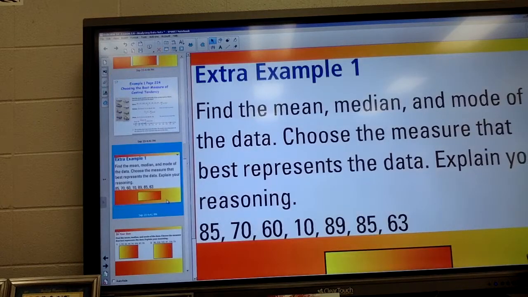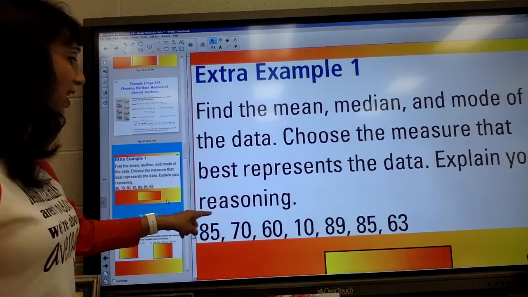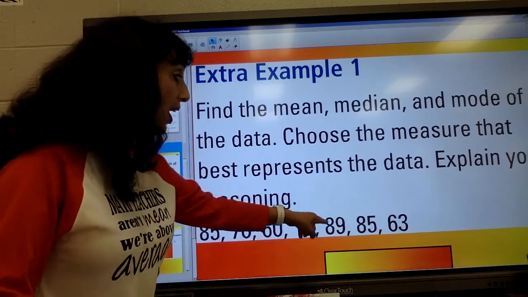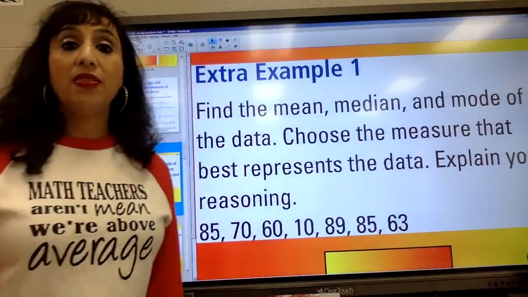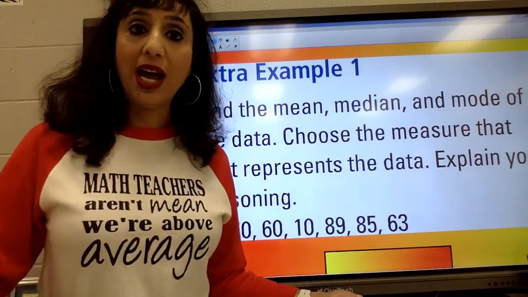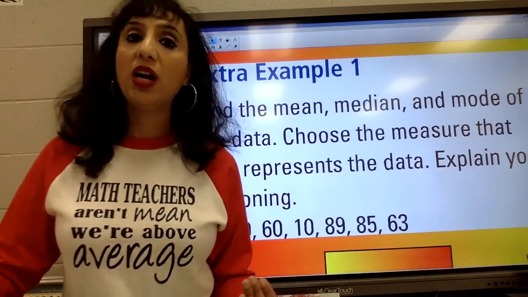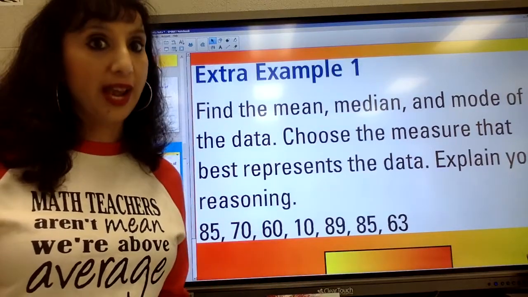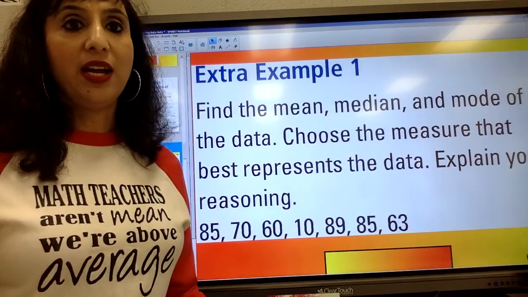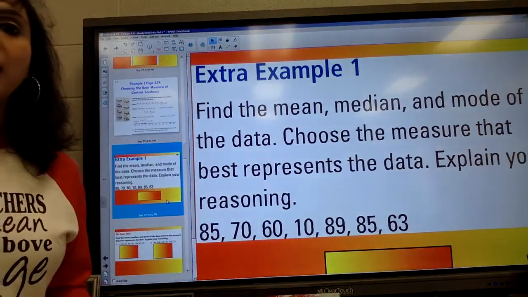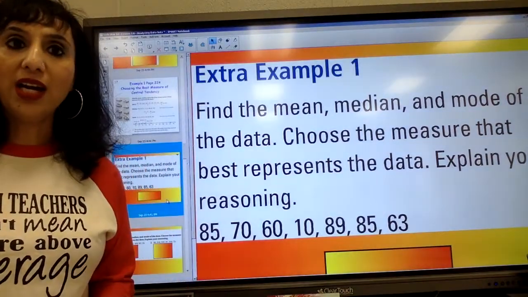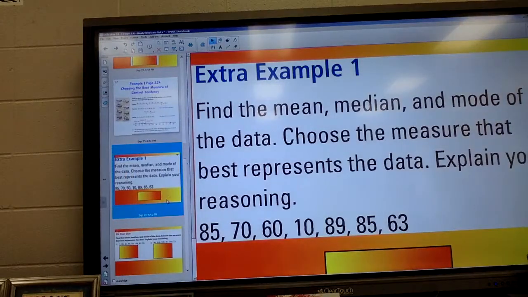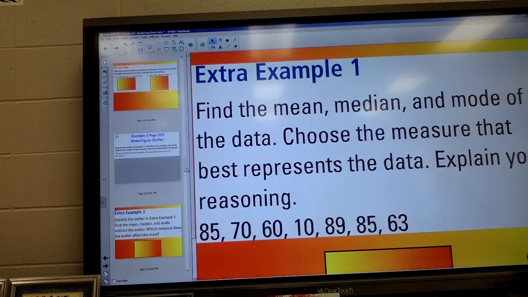If you look at this one, which measure would best represent the data? So now once again, look, you have 85, 70, 60, 10, 89, 85, 63. That 10 is a serious outlier because it's at the lower end of the data set. It is going to pull your average down. So that is why mean would not be a good choice over here. Median would be a good choice because with an outlier, you use median. Okay, so just wanted to show this to you all so that you understand what I'm talking about.